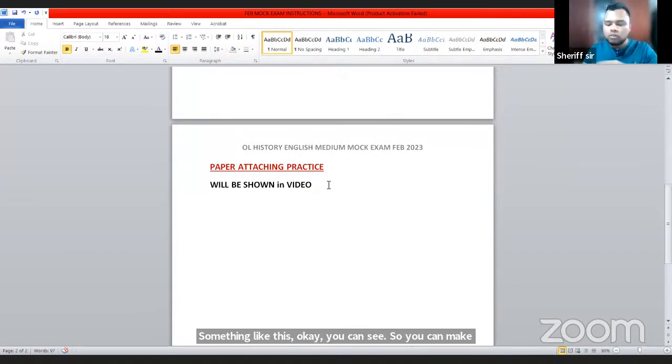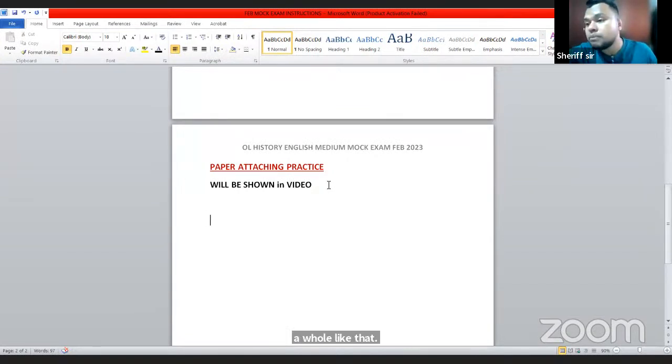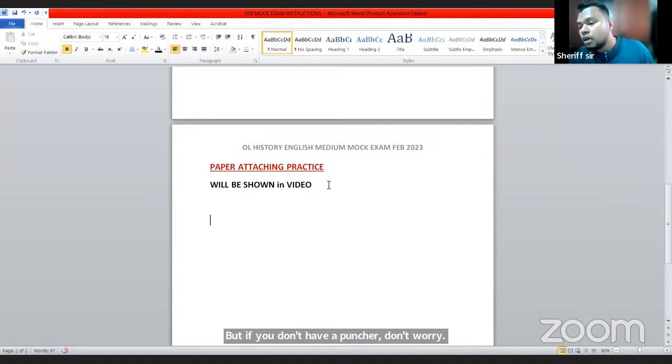But if you don't have a puncher, don't worry. Use a pencil, something like a pencil. Don't use a pen because it might ruin the pen. Even a pen is very expensive nowadays. I don't want you to do anything with the pens either. So use a sharp tool and make a hole.